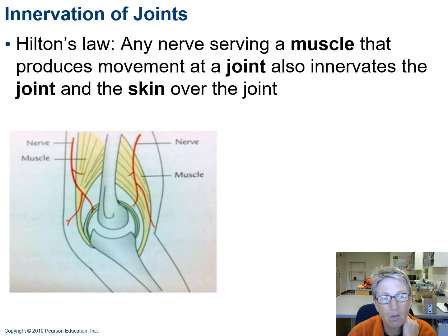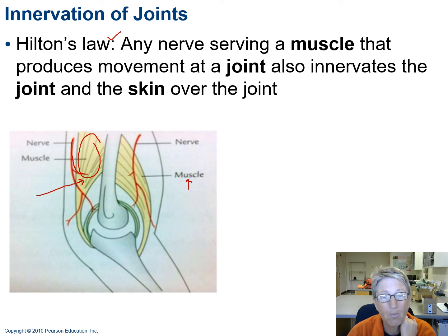So this is Hilton's law. Any nerve, so here's a nerve in the cartoon, serving a muscle. So this nerve is serving this muscle that produces a movement at a joint. So this kind of looks like it's a cartoon of the elbow joint. So this muscle could be the biceps brachii. This muscle could be the triceps.